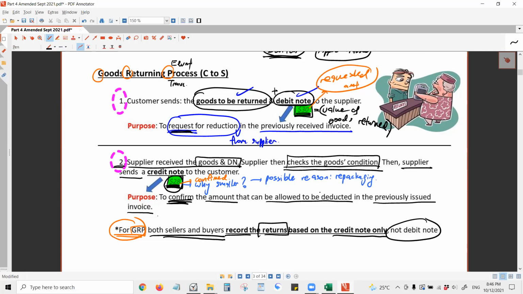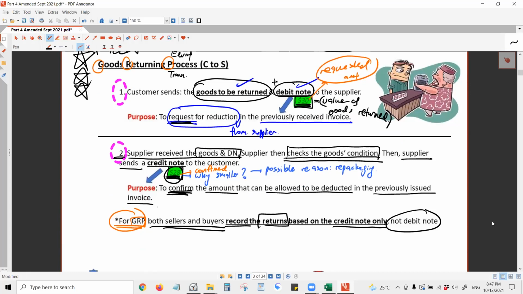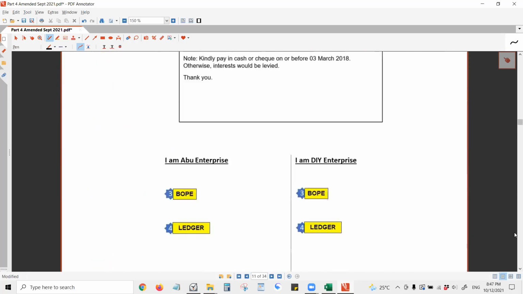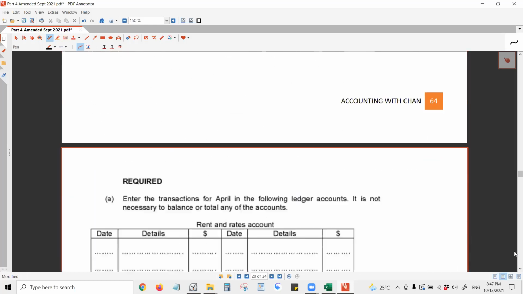Let's see some questions. These are the details for goods returning. Make sure you understand the ins and outs, okay? Because the examiner likes to ask about this. If you want to, you can draw a few stars here. It's very important, okay? Goods returning. Let's see some questions. If you have a question, you can ask me.